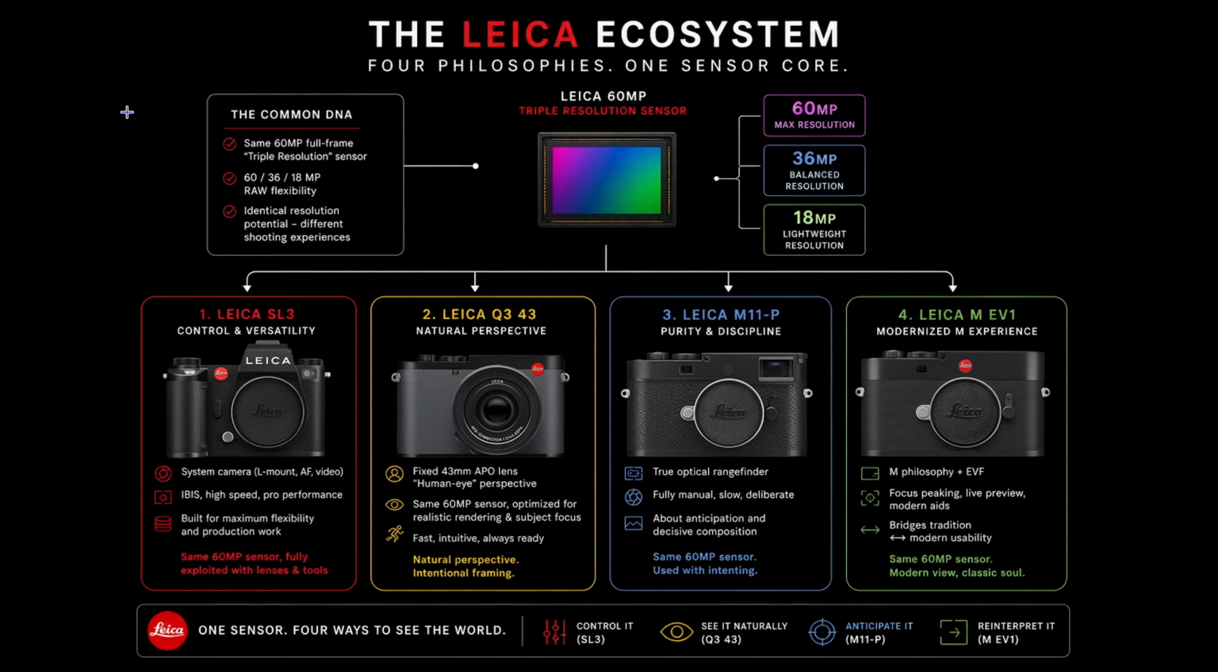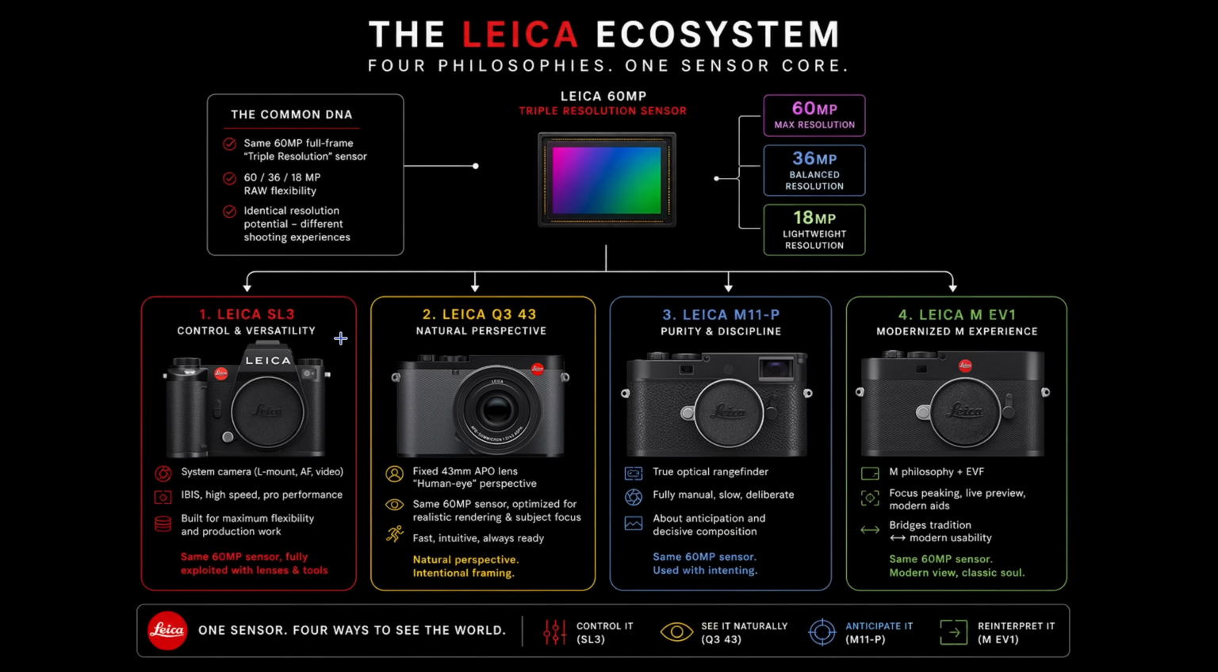I want to quickly interrupt my live recording from the keynote at the Leica Summit and focus on this picture here, which I showed repeatedly already. We talk here about a Leica ecosystem consisting of 4 cameras, 4 philosophies, 4 ways to see the world, but one common sensor at the core: a 60 megapixel full frame triple resolution sensor with 60, 36 and 18 megapixel raw flexibility. So identical resolution, identical dynamic range, but totally different shooting experiences.